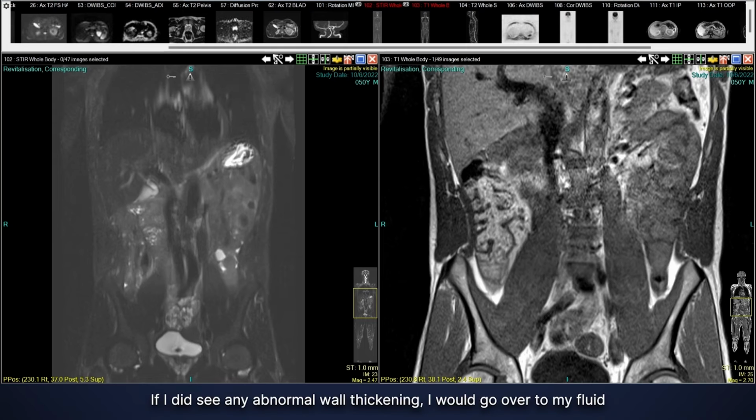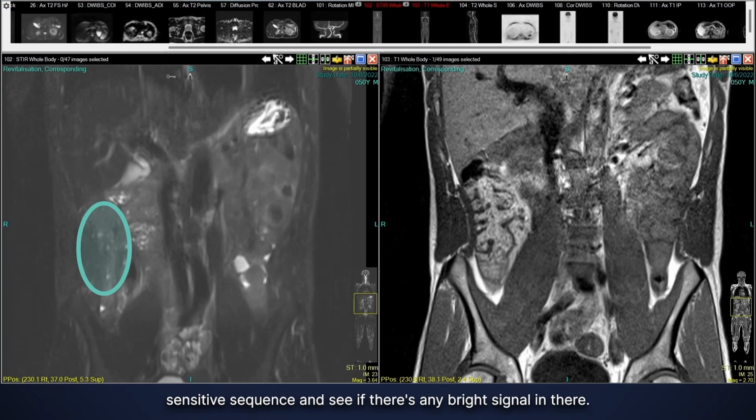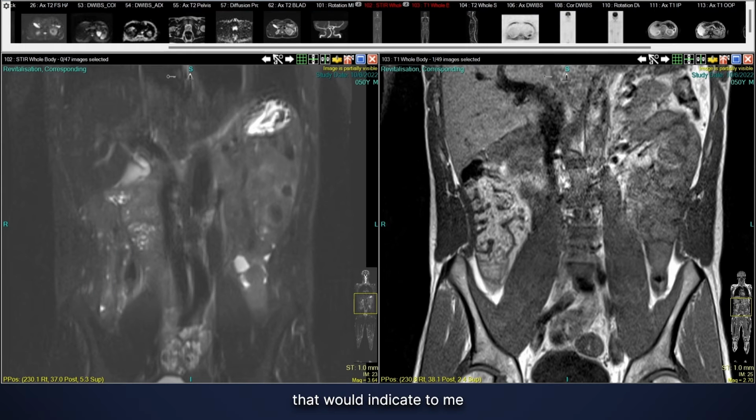If I did see any abnormal wall thickening, I would go over to my fluid sensitive sequence and see if there's any bright signal in there. If I saw really bright signal, that would indicate to me that there's an inflammatory process going on. If it looked kind of gray signal on this sequence, then I would be more suspicious for a possible colon cancer. Now, we do, again, have limitations looking at the colon on this particular exam.